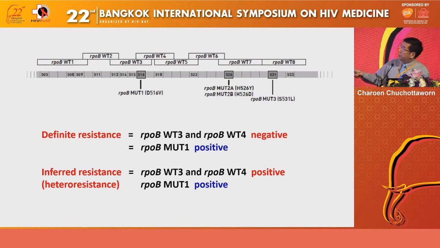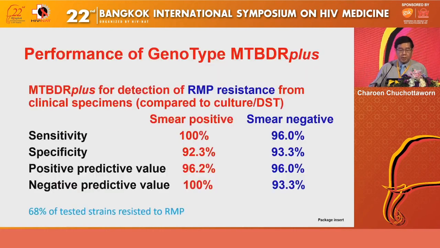This is a mutant probe, and this is a wild type probe. I will not go into the detail of the test, but I just want to show you that in the package insert of the line probe assay, they show that the sensitivity for smear positive is about 100% and specificity is 92. And also for smear negative, you can get a very high sensitivity and very high specificity.